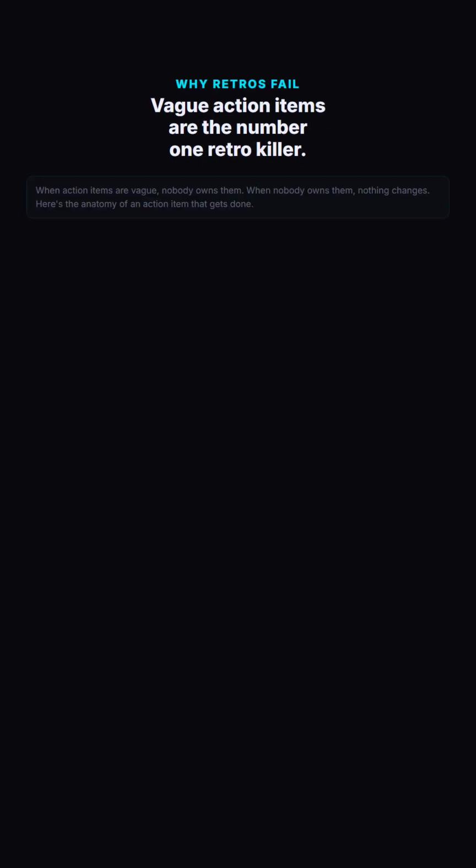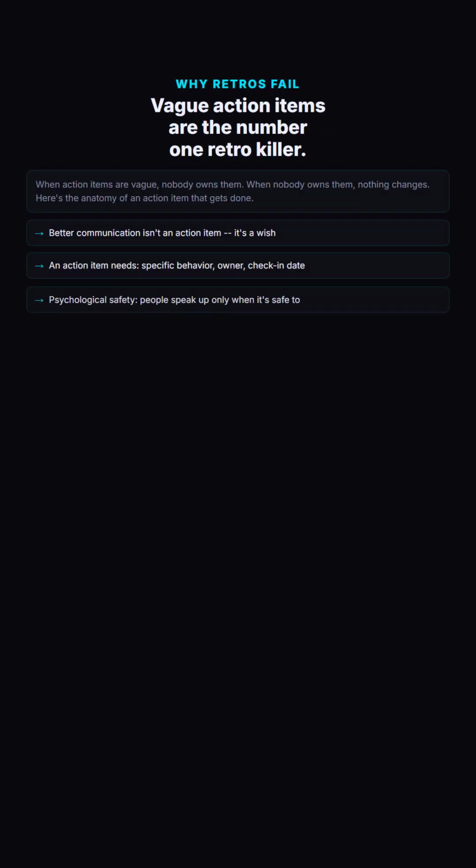Let us start with the two most common failure modes in retrospectives, because understanding why they fail is essential to understanding what to do differently. The first and most pervasive failure mode is identifying problems without committing to specific, measurable actions. This is the sticky note problem.